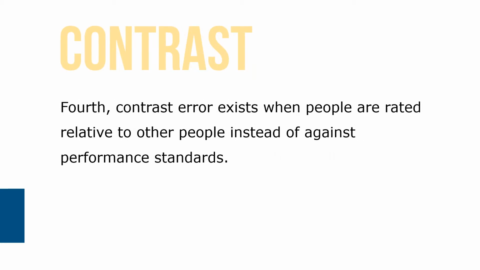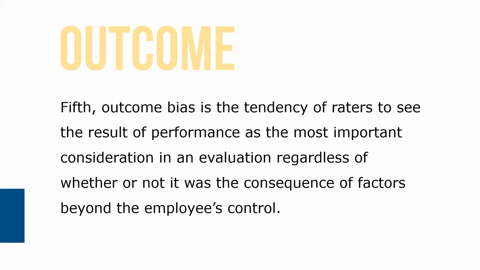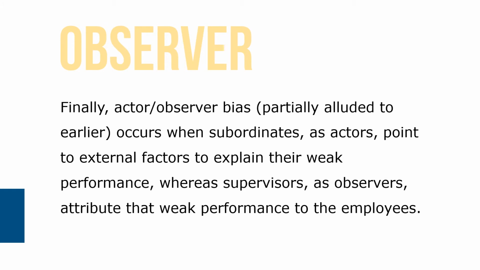Fourth, contrast error exists when people are rated relative to other people instead of against performance standards. Fifth, outcome bias is the tendency of raters to see the result of performance as the most important consideration in an evaluation, regardless of whether or not it was the consequence of factors beyond the employee's control. Finally, actor or observer bias, partially alluded to earlier, occurs when subordinates, as actors, point to external factors to explain their weak performance, whereas supervisors, as observers, attribute that weak performance to the employee.